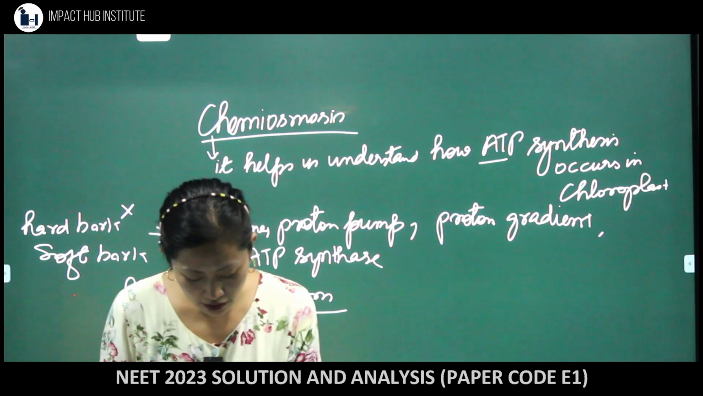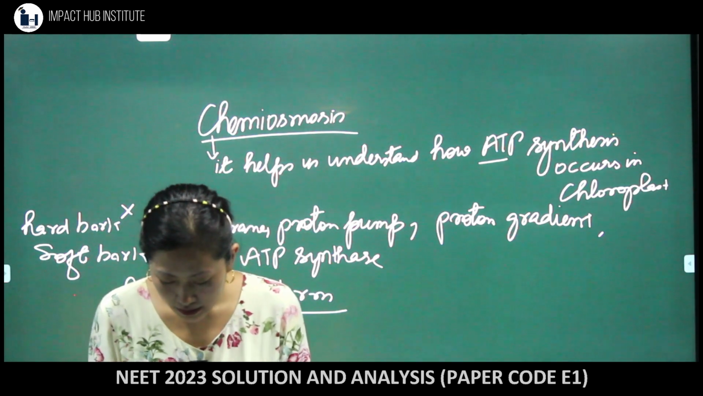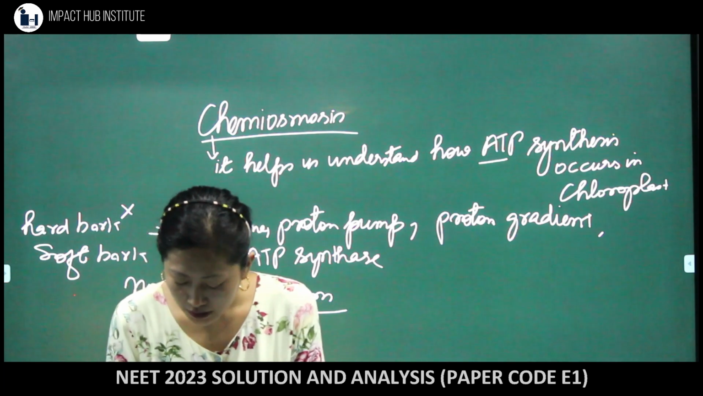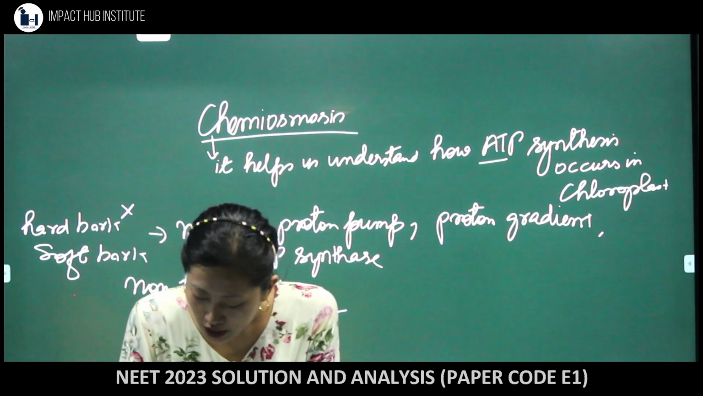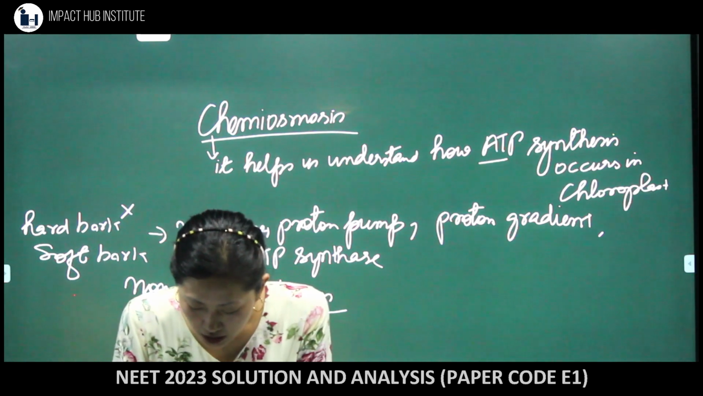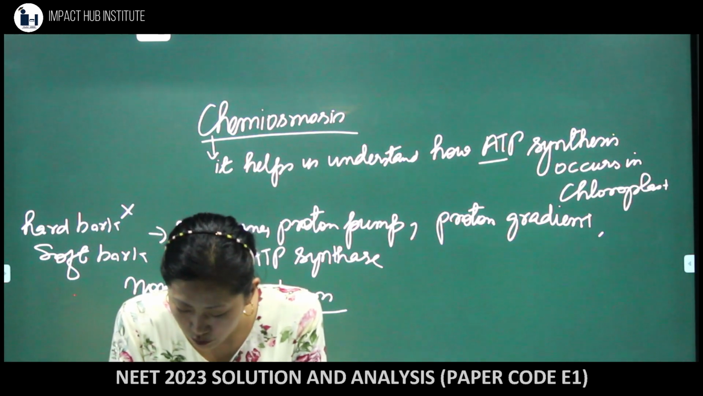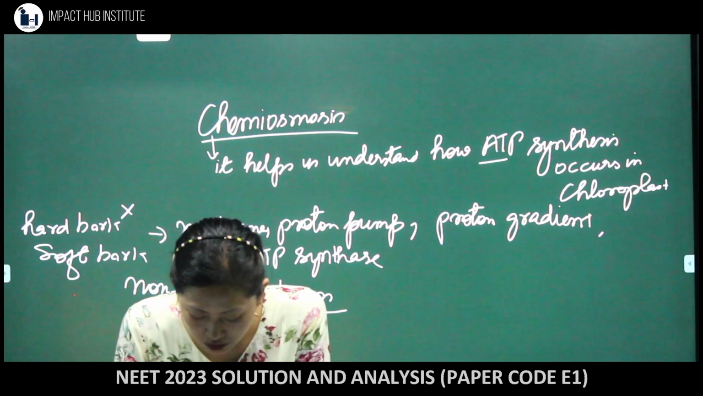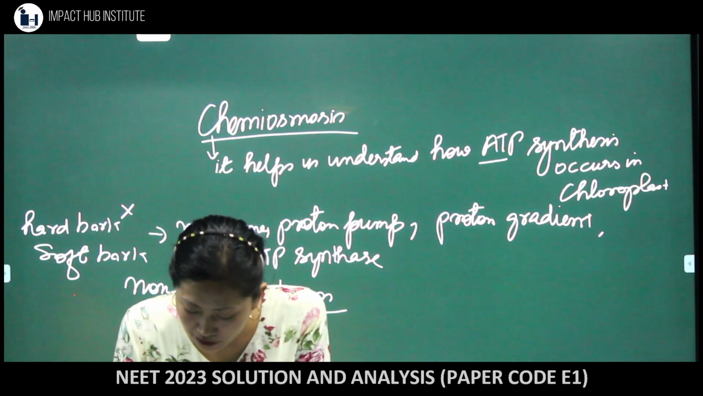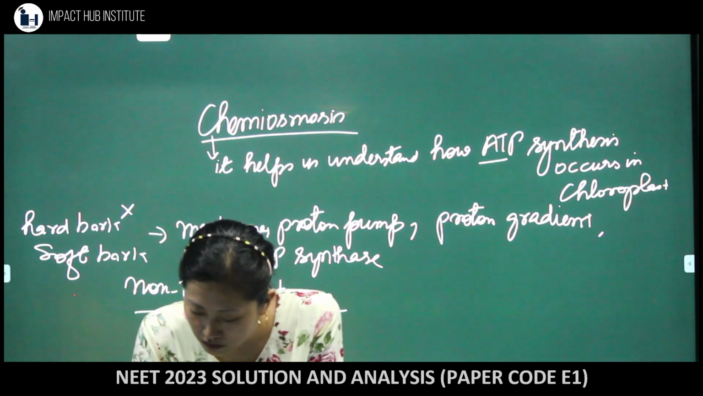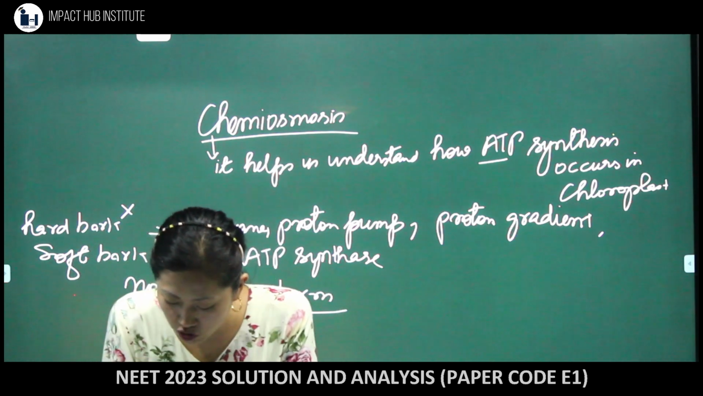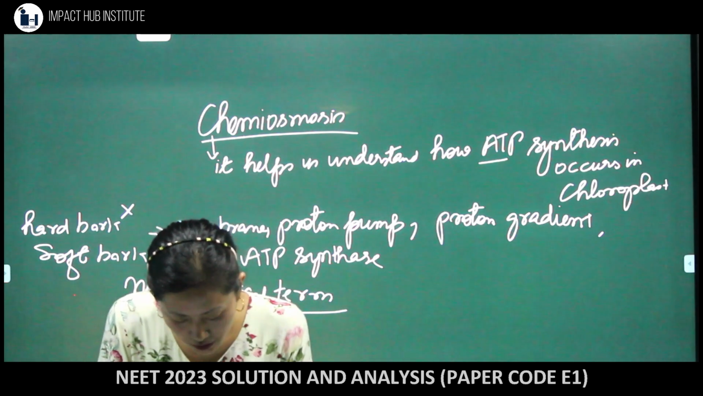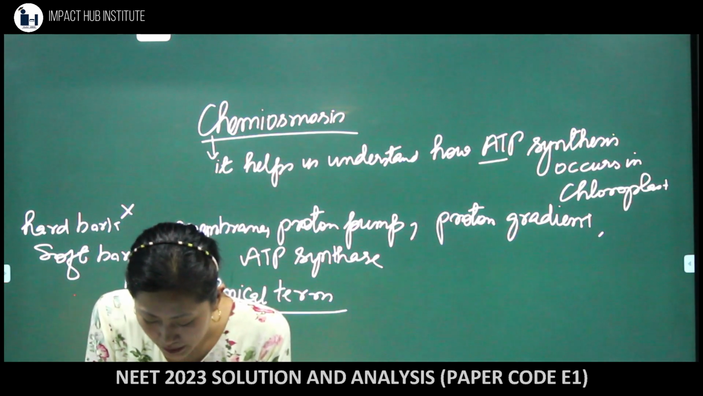Coming to question number 146. Match the column list 1 with list 2. M phase, the correct one will be option 4, equational division. Then G2 phase, the correct one will be proteins are synthesized. Quiescent phase, this will be the inactive phase. For G1 phase, it will be interval between mitosis and initiation of DNA replication. So the correct option will be 2.